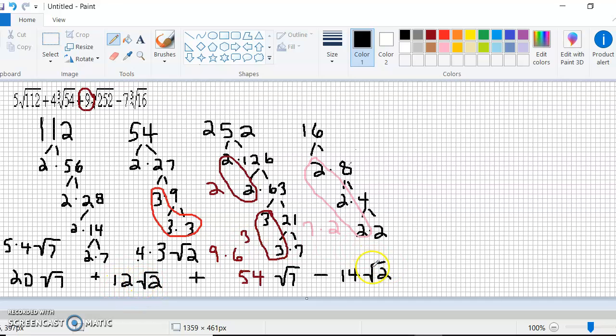Well, I have this and this is similar, so I can work with this here. And then I have this and this is similar. And so I can say 20 plus 54. Let's go ahead and solve it. 20 plus 54 is now 74. Okay. And radicands are the same, so I can have that here. So this is 7. And then I have 2 and 2. My radicands will be the same. So I have 12 minus 14, which is negative 2, square root of 2.